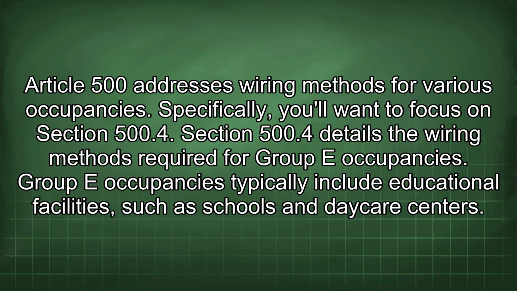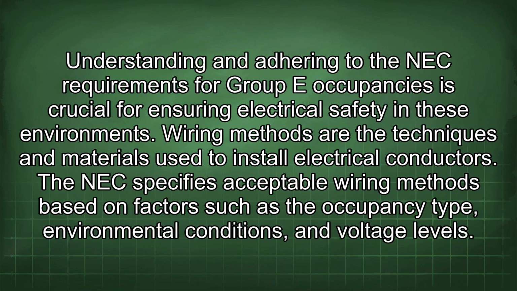Specifically, you'll want to focus on Section 500.4. Section 500.4 details the wiring methods required for Group B occupancies. Group B occupancies typically include educational facilities, such as schools and daycare centers. Understanding and adhering to the NEC requirements for Group B occupancies is crucial for ensuring electrical safety in these environments.